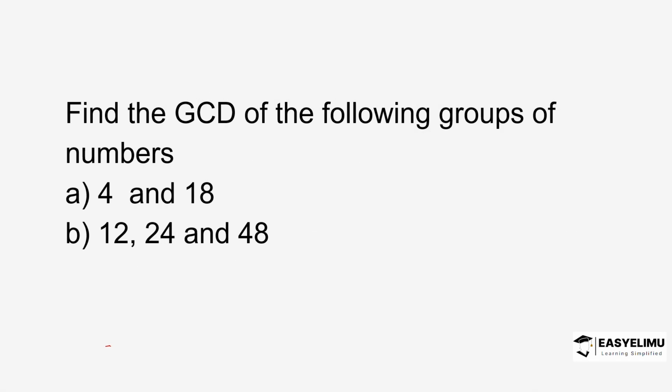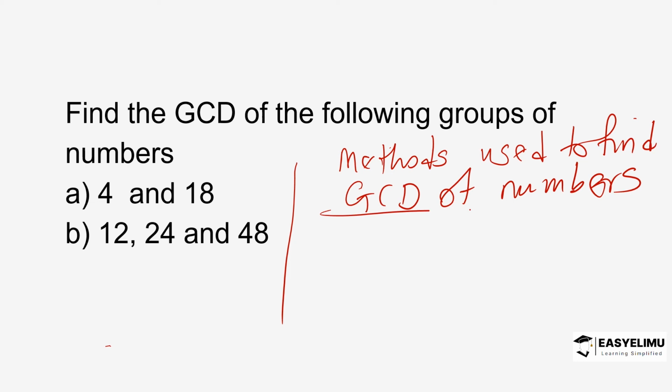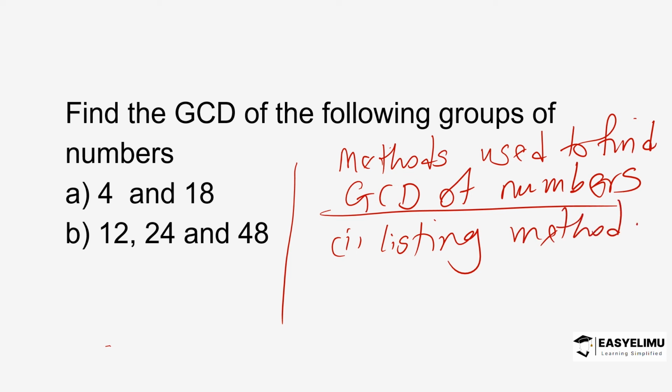So we have an example here where you are supposed to find the GCD of the following groups of numbers. There are about three methods that we can use to find the GCD of numbers. We have number one, what is called the listing method. We are going to look at it during this session. Listing method is where you just list them and then from there you'll be able to gauge and see which one is the greatest of all.